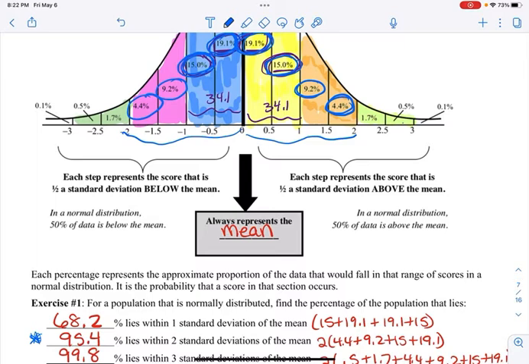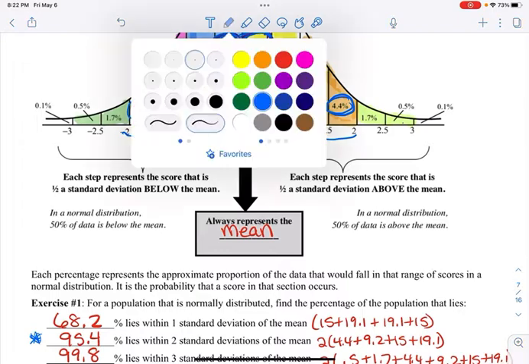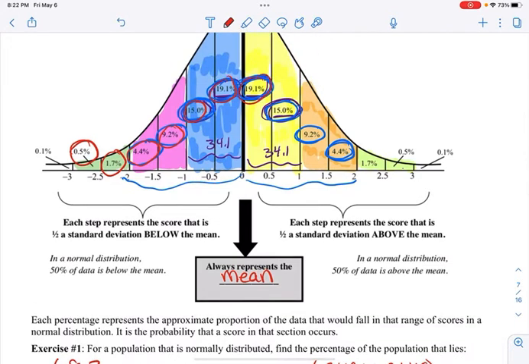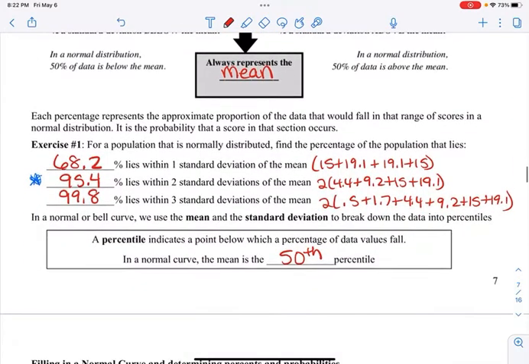So I would have the 1.7 and the 0.5, all right? So let me get a red. So I'm adding this, plus all the ones that I already added up. Okay, so if you add up all those percents that I have in red, it's everything but the 0.1 and the 0.1. It's 99.8% of the scores lie within 3 standard deviations of the mean.